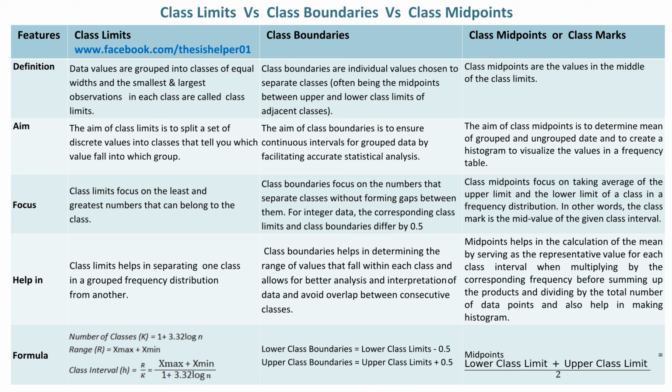Formulas for finding the number of classes, range and class interval are given for comparison, whereas lower class boundaries are calculated by subtracting 0.5 from lower class limits, and upper class boundaries are calculated by adding 0.5 to upper class limits. Whereas, the formula of class midpoint or class mark is given, which is the sum of the lower class limit and upper class limit divided by 2.